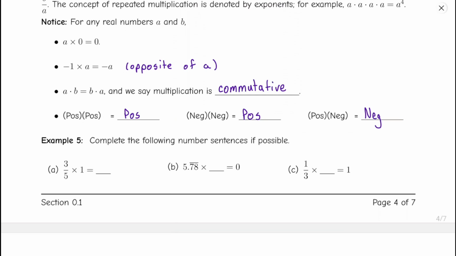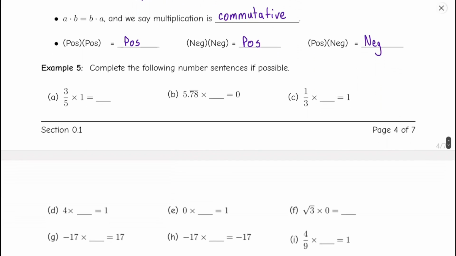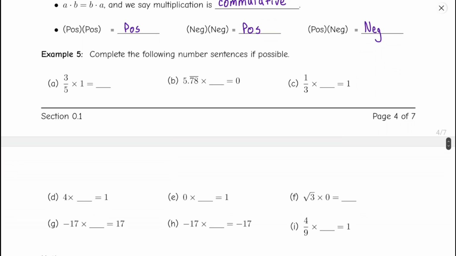Example 5. Complete the following number sentences if possible. So 3/5 times 1. Well, since 1 is the multiplicative identity, I know the number doesn't change, so we get 3/5. 5.78 times what equals 0? Well, 5.78 repeating, well, the only number that can result in a 0 product is if we multiply by 0.